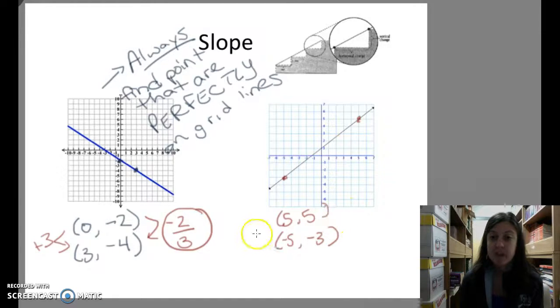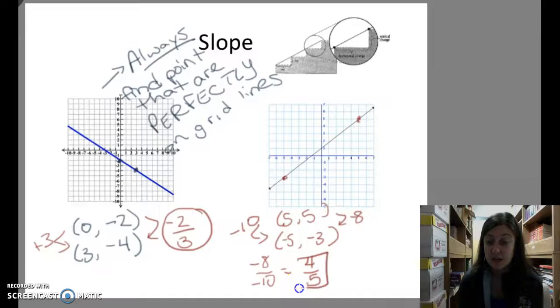Okay. This from 5 to -5 goes down by 10. From 5 to -3, that goes down by 8. -8 over -10 simplifies to +4/5 because a negative divided by a negative is positive. And that's it. Super easy.